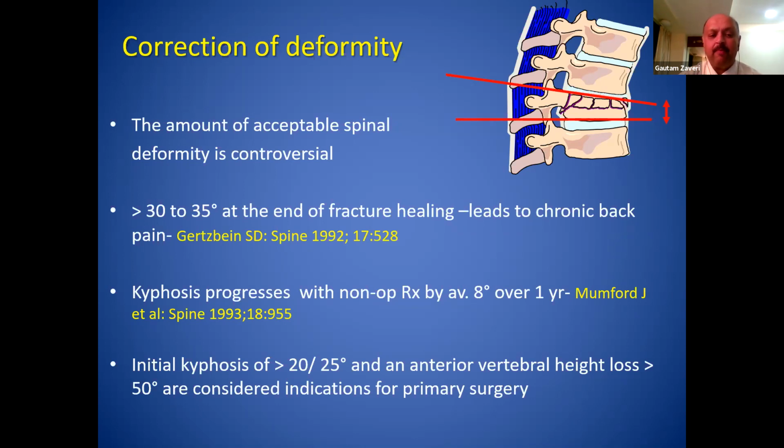And therefore, it stands to logic that if the initial kyphosis was more than 20 to 25 degrees, which would mean that if you treat it conservatively, at the end, the kyphosis was likely to be more than 30 degrees, which caused chronic back pain. And therefore, if the kyphosis is more than 25 degrees, or if the anterior vertebral height loss is more than 50 percent, then these are considered indications.